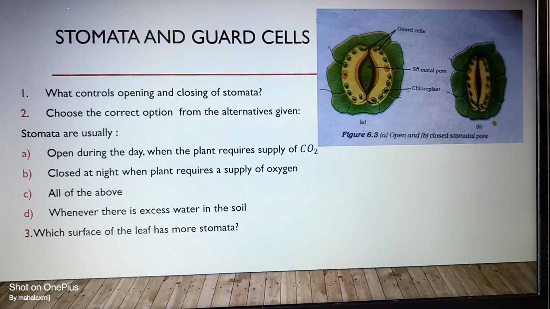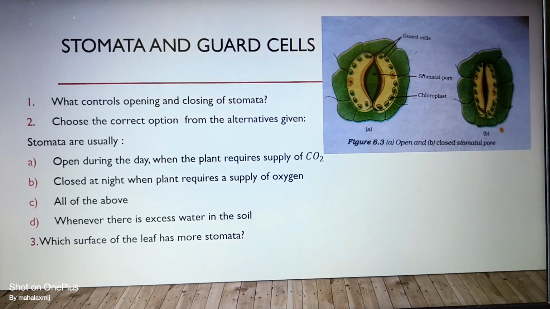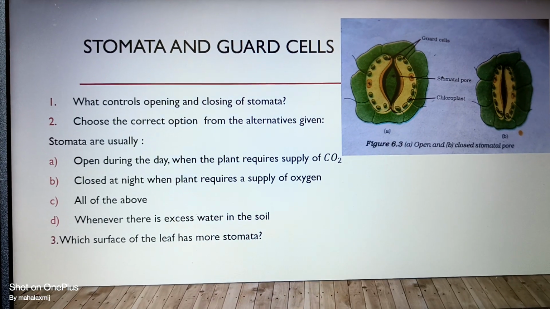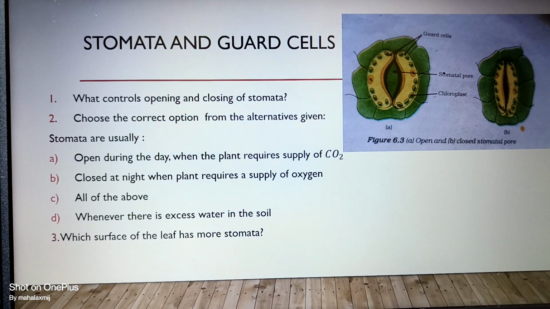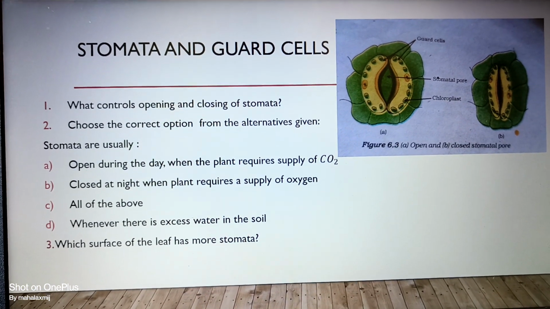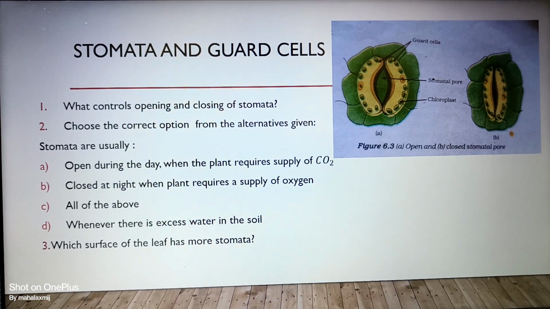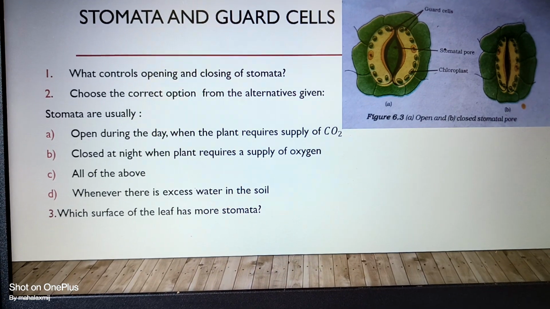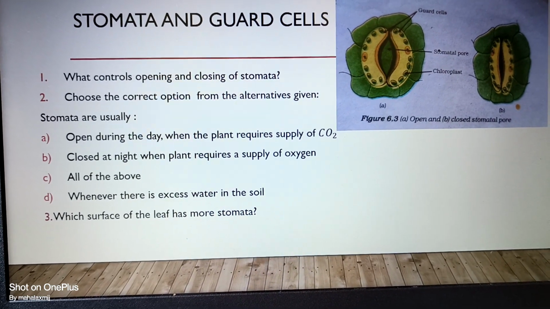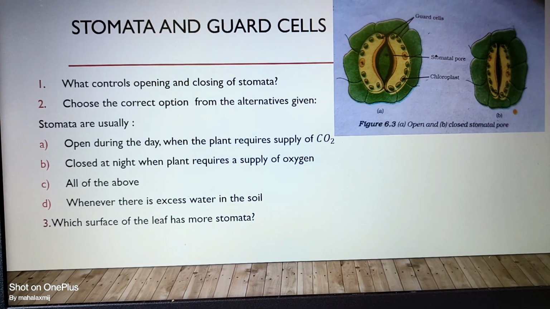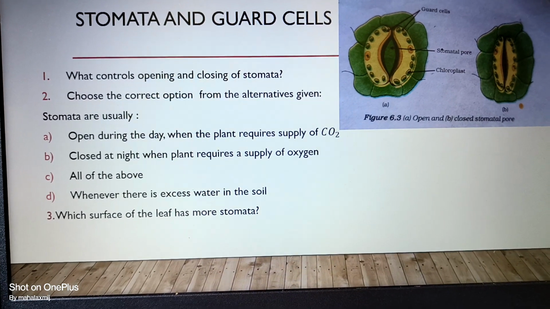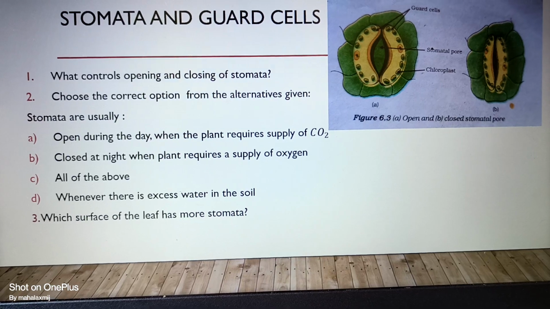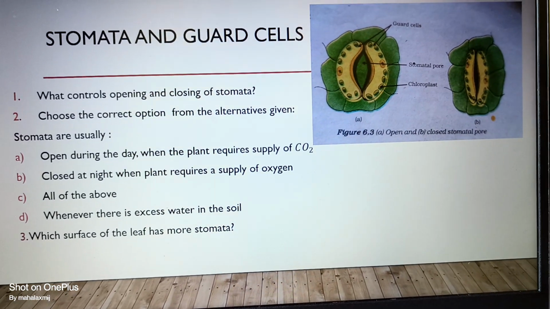And the next comes is stomata and the guard cells. So the diagram will be given and the various questions will be asked. For example, what controls the opening and closing of stomata? And the answer is stomata, guard cells. Next one is choose the correct option from the alternatives given. Stomata are usually open during the day, closed at night, when all of the above, whenever there is excess water in the soil. So the answer is all of the above. Next is which surface of the leaf has more stomata? This is lower epidermis.